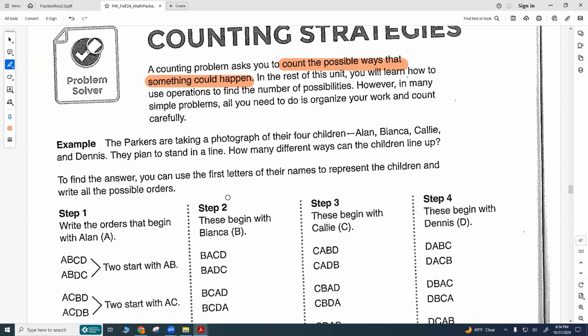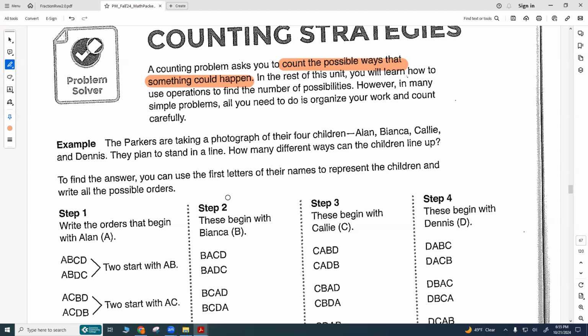Okay, so let's look at this example. The Parkers are taking a photograph of their 4 children. They have Alan, Bianca, Callie, and Dennis. Very interesting names. And they plan to stand in a line. So how many different ways can the children line up?